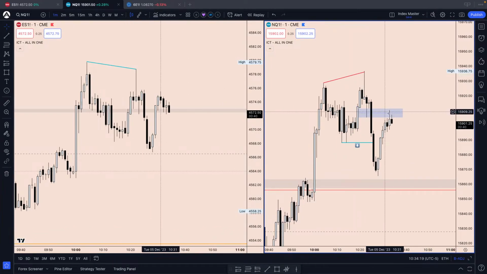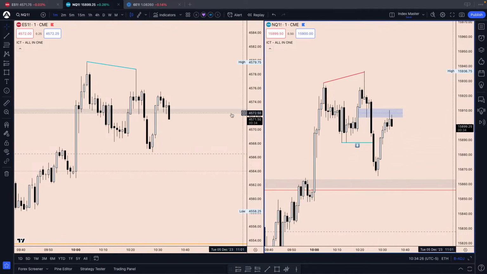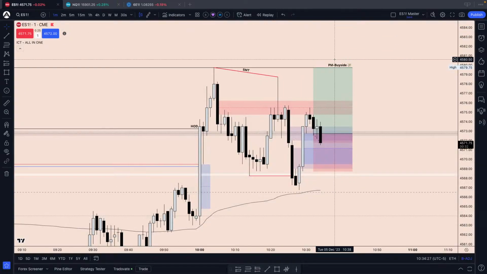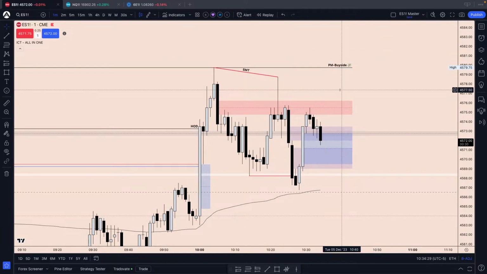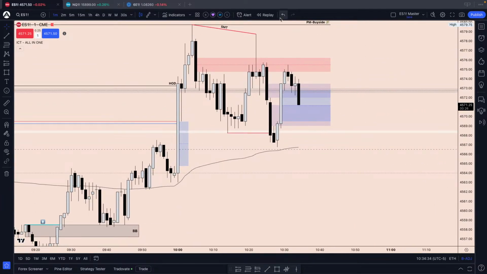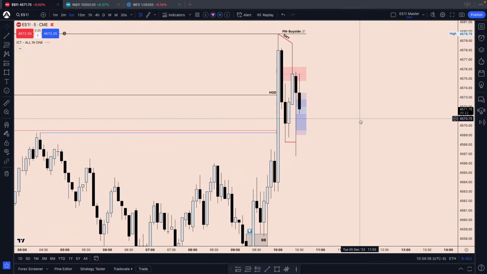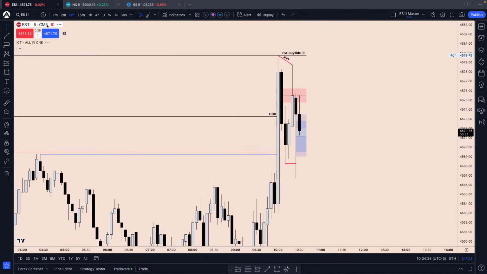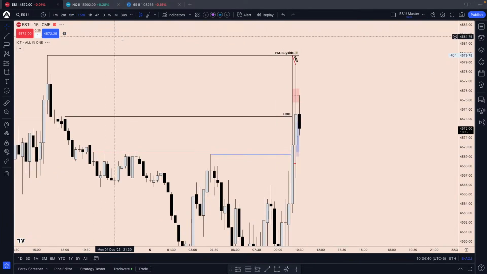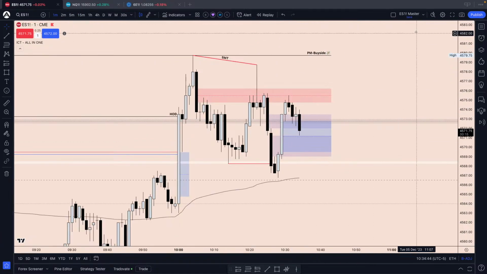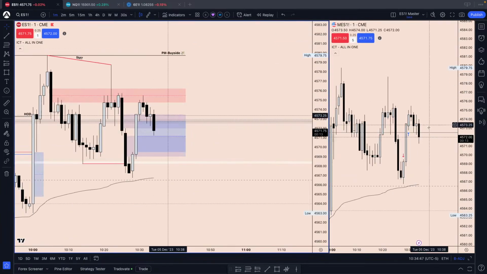NQ hit the inversion fair value gap above here, rejected from that. So, like I said, 2022 setup on NQ is still in play. Yes, it just might be delivering very ugly into this 2022 setup. Let's take a look back at the 5-minute time frame. Nope, nope, nope. 15-minute. No sign of any kind of structure shift or momentum shift.